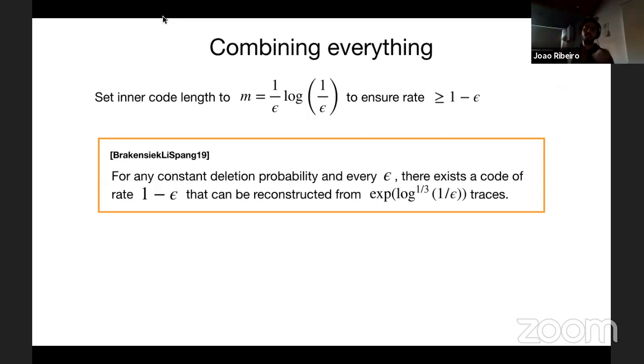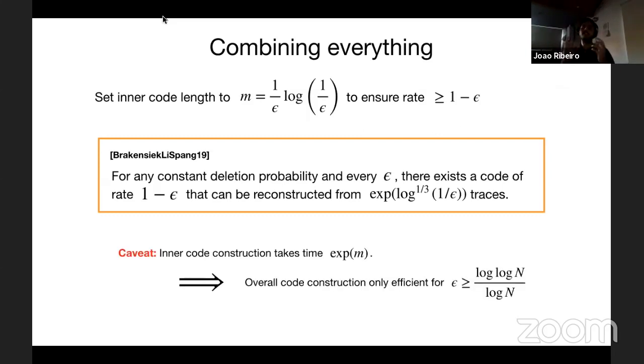And this actually gives something stronger, because this gives a kind of black box reduction from any average case reconstruction algorithm to a code that can be reconstructed from few traces. But like I said, there is a small caveat here because, as I said, you need to brute force the inner code. And so this takes time that is exponential in m.